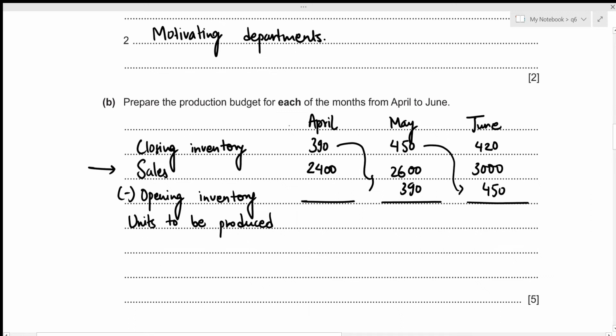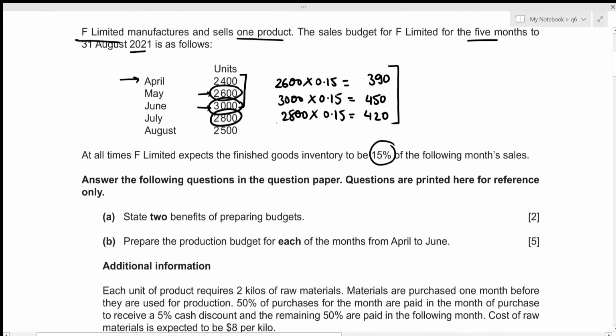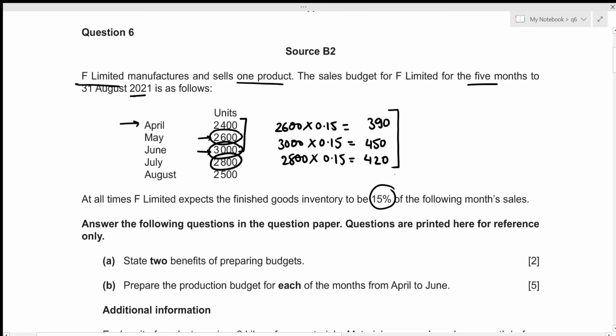Now, for the month of April, it will be the closing inventory for the month of March, right? And we haven't figured it out yet. So let's have a look above at the given information. We know that the finished goods inventory will be 15% of the following month's sales. So if we're talking about the month of March, the closing inventory will be 15% for the sales made in April. So that's going to be 2400 times 0.15, which gives the value of 360. So let's record this value in our statement.